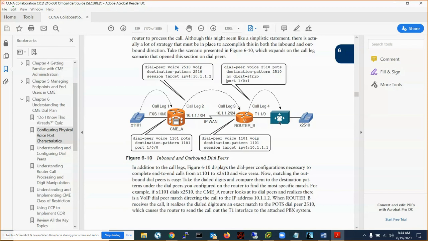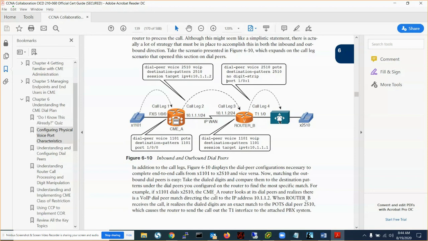And what will happen? Remember the router is not a PBX, but you could put a dial pair on the router. All you're telling the router to do is send it to this PBX, and this PBX will know which phone to ring, because the phone is actually connected to the internal PBX. So that's our old legacy PBX you're seeing there.